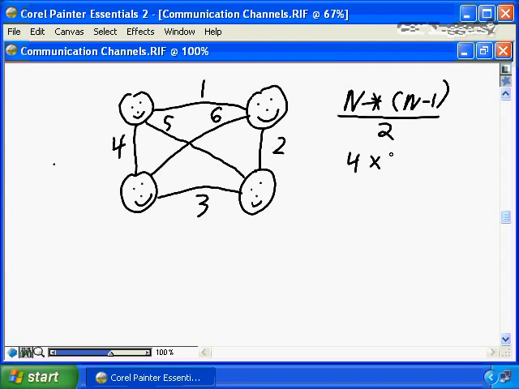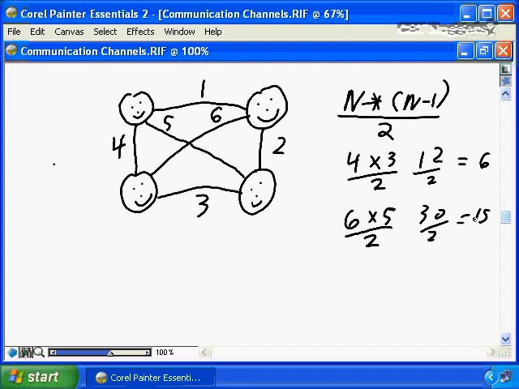Now, if we increase the size of our project a little bit, we add 2 more project participants. That brings our number of participants up to 6, and we go 6 minus 1, so it's 6 times 5 over 2, or 30 over 2, or a total of 15 communications channels. By simply adding half as many more project participants, we have more than doubled the number of communication paths between each of the project participants.